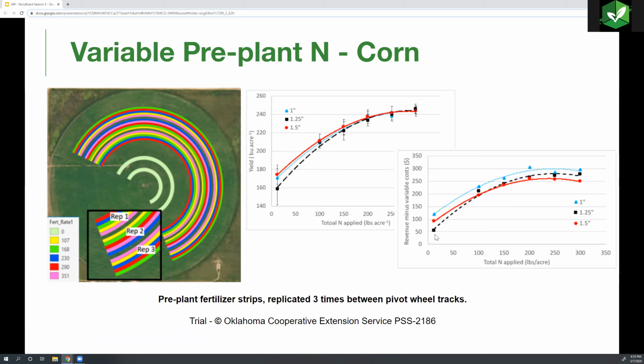And over here is the revenue minus the variable cost. So early on in the season, you could see that those that had higher nitrogen content produced higher yield.